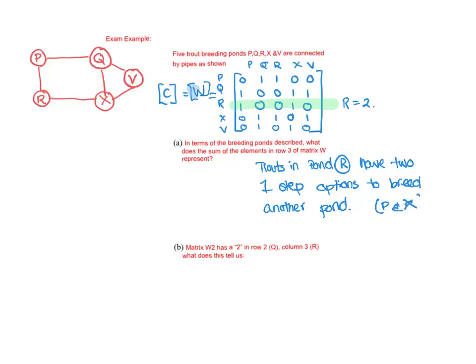Okay, so the number 2, the sum of it represents how many ponds they can breed in. When matrix W is squared, they meant down here in part B, when they said when matrix W has been squared. So if we do that, in row 2, column 3, what does this tell us? It tells us how many 2-step options. So you could get W squared by squaring this matrix up here.